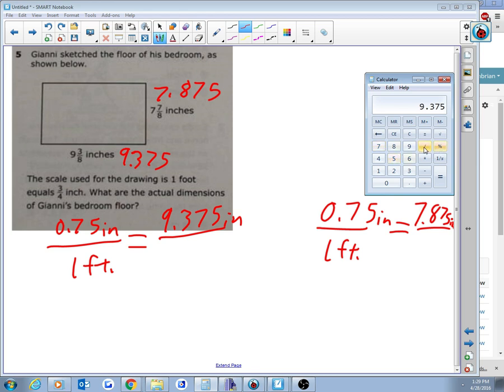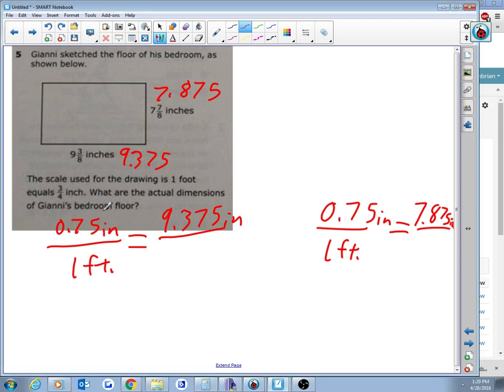9.375 divided by 0.75 gives me 12.5. That's my scale factor here, times 12.5. So 0.5 times 12.5 gives me 9.375. Over to the top, we got to do to the bottom. So that's going to be 1 times 12.5 is 12.5. That's one of the dimensions. This is going to be 12.5 feet in real life.